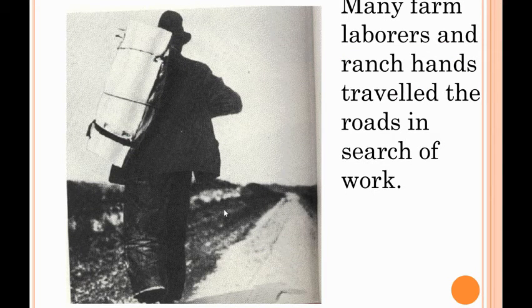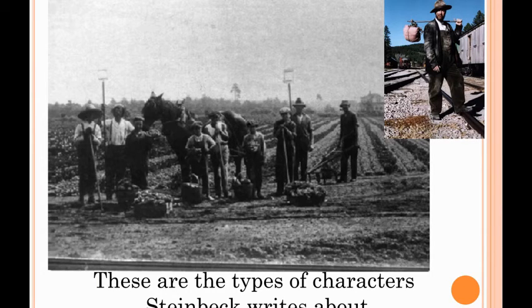That left many farm laborers and ranch hands traveling the roads in search of work, and that's where we find George and Lenny in chapter 1, as they're traveling on the road along that Salinas River to find work. So these are the types of characters that Steinbeck writes about. So as I said, George and Lenny, these are his types of characters.